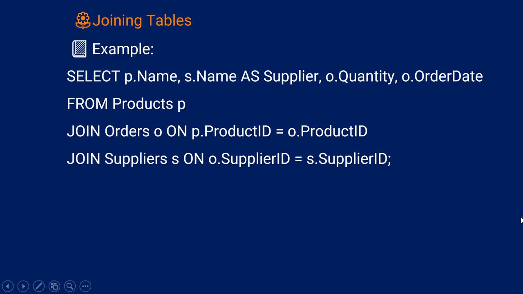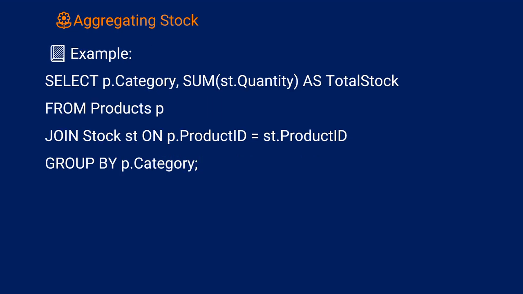This query joins products, orders, and suppliers to show which supplier provided which product and in what quantity. Aggregations let us analyze stock levels. This query sums product quantities grouped by category.